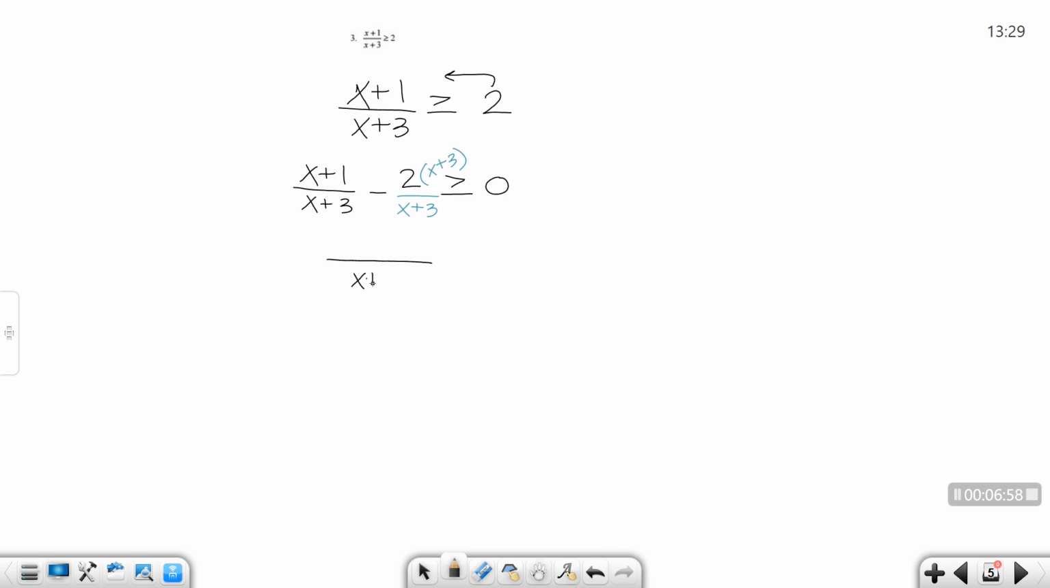So what you have now is an x plus 3 in the bottom. Now they have a common denominator. And you have x plus 1 minus 2x minus 6. Now let's talk about the minus 6 for a second. You took a -2 and distributed it here and here. -2x, -2 times 3 would be a -6. Okay, on the top, if you combine your like terms, 1x minus 2x is a -1x, and 1 minus 6 is a -5.